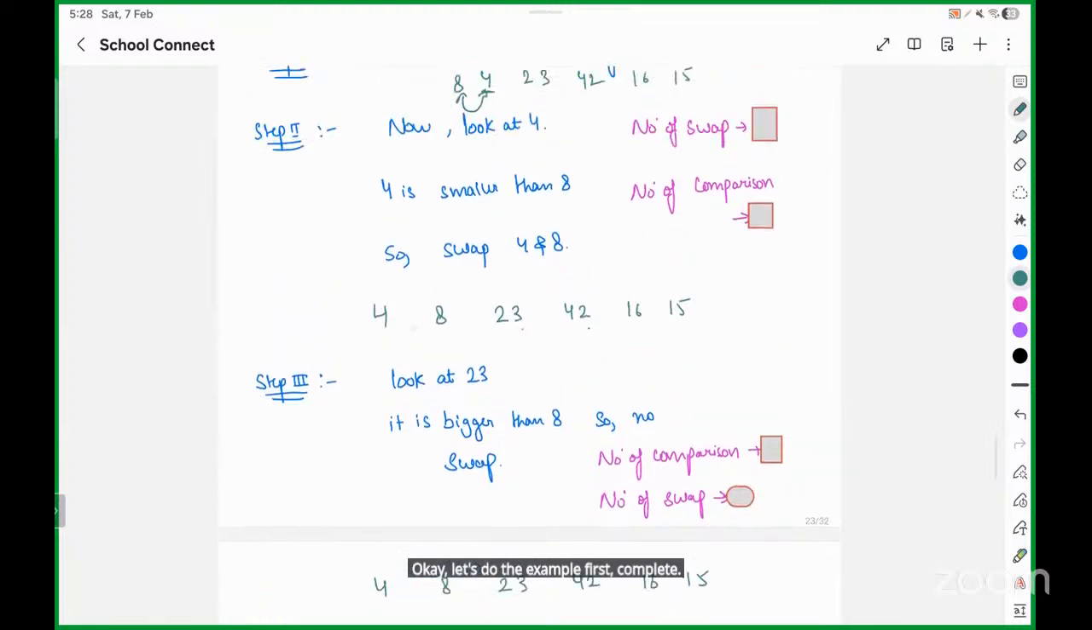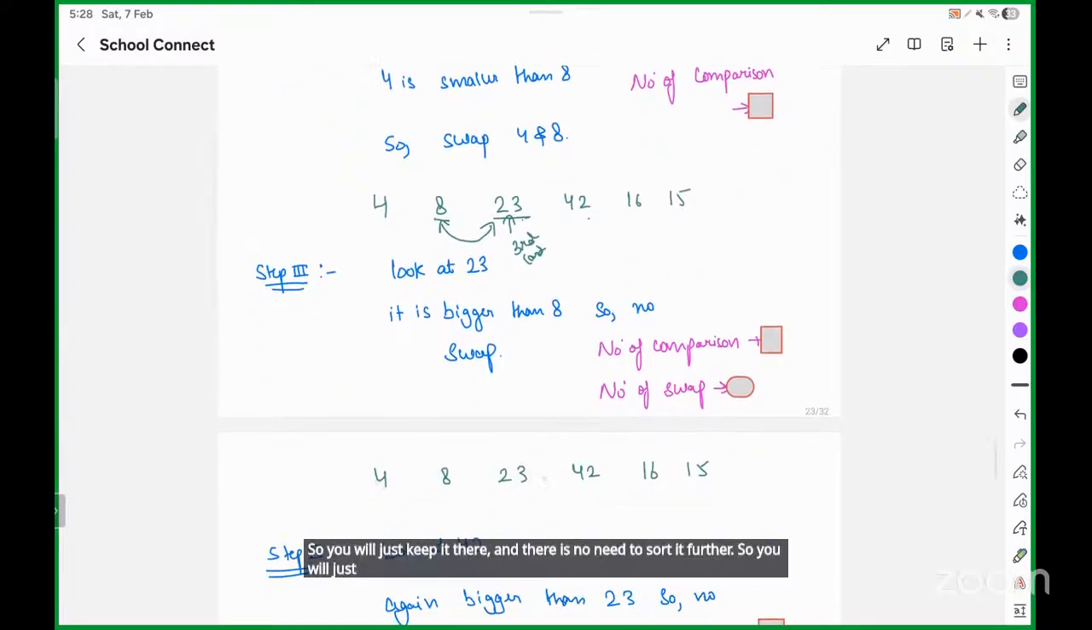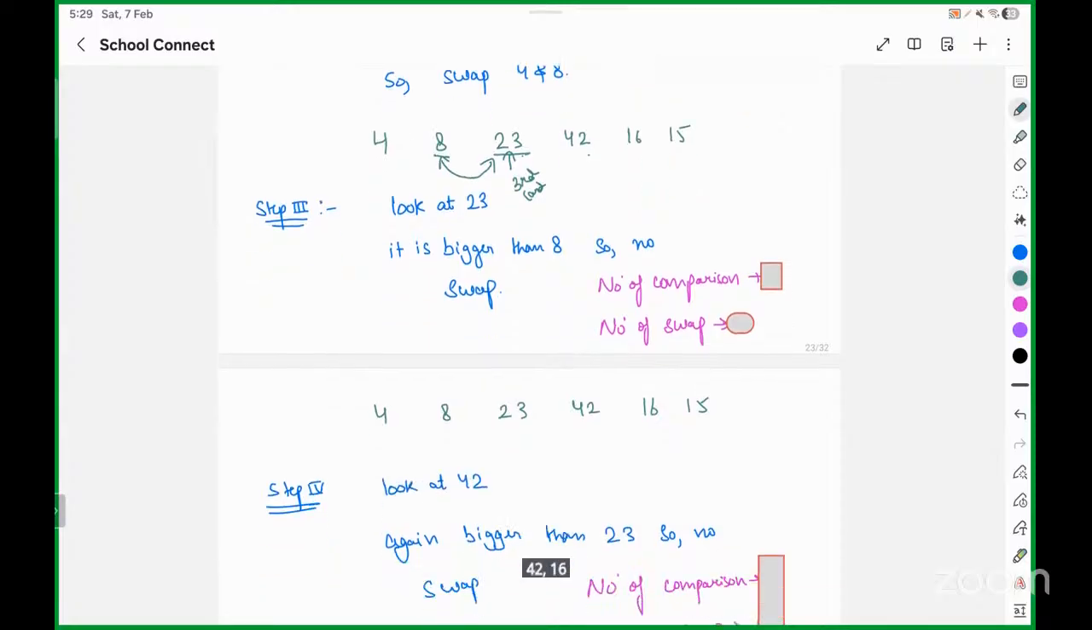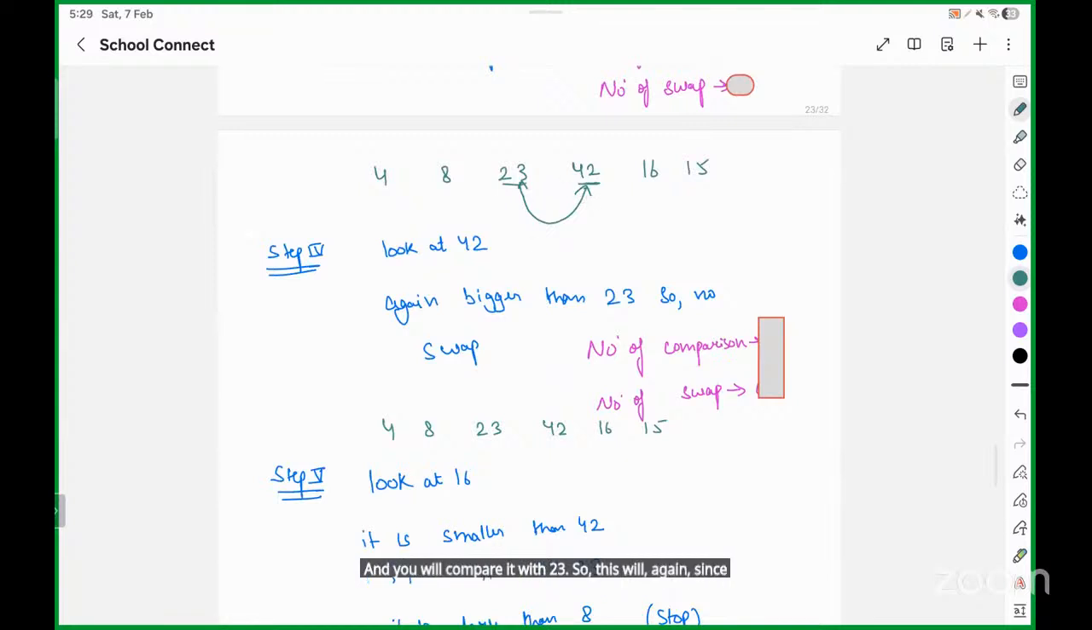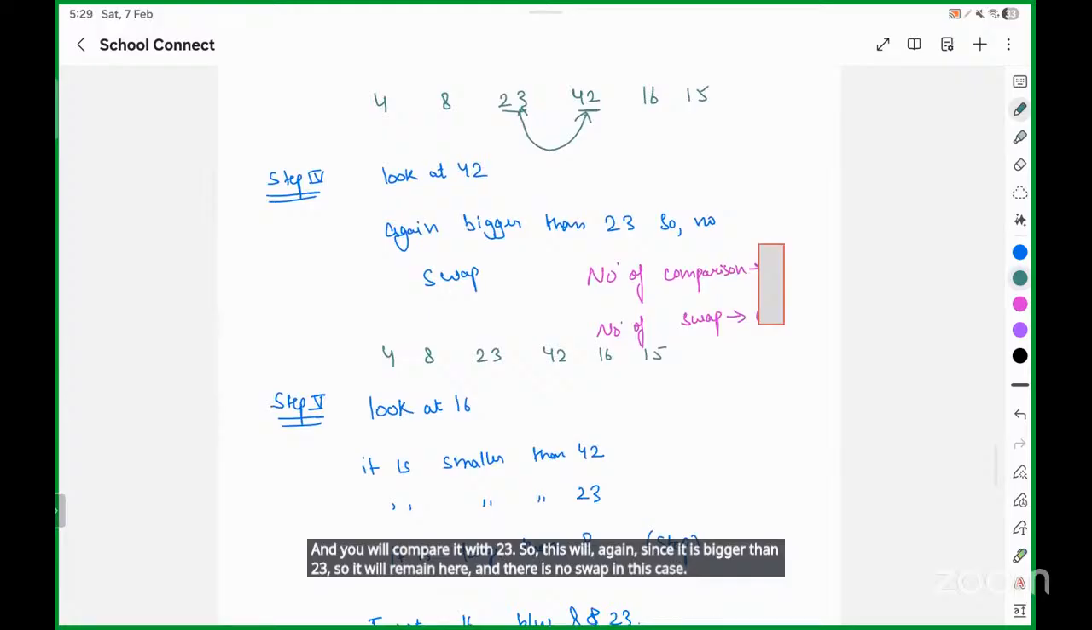Now these are sorted. Now this is your third card, which is 23. First you will compare it with 8. Since 23 is bigger than 8, you will just keep it there and there is no need to sort it further. So you will just write 4, 8, 23, 42, 16, and 15. Again, look at 42 and compare it with 23. Since it is bigger than 23, it will remain here and there is no swap in this case. This will be the same.